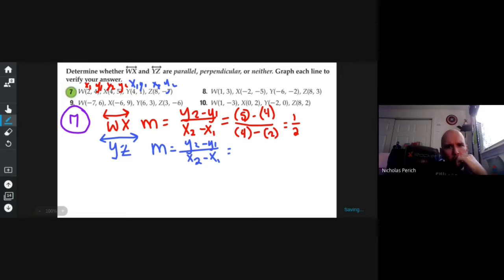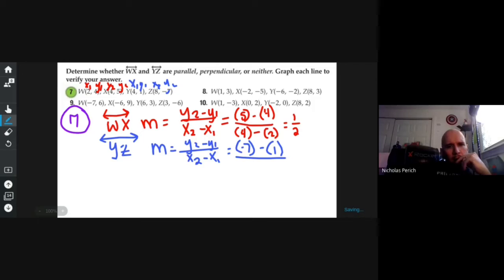Y sub 2, as you can barely see, is -7. Then I put a minus. That's funny. I've heard of Malcolm in the middle, but minus in the middle. That's the first time you've ever heard that joke.